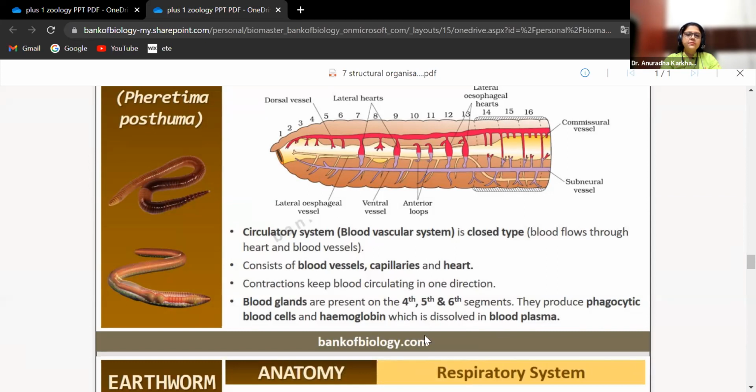These are the glands. So here you can see the dorsal vessel, the lateral hearts दिखाई दे रहे? Lateral esophageal hearts. मतलब क्या? What do you mean by that? They lie in the region of esophagus, so they are going to be called esophageal heart. Okay, and here you can see fourth, fifth, and sixth segments. यहाँ पर they are going to be having glands.